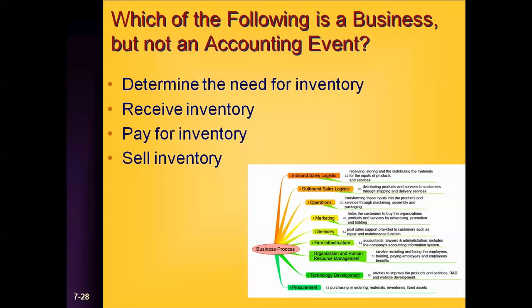And actually, all of these are accounting events except for one. I'll let you take a guess here again. Which one is not an accounting event? I think you probably came to the right answer. Determining the need for the inventory is not an accounting event, because you're not spending any money or increasing your assets or decreasing your liabilities. You're just determining a need. So that would be considered a business event.